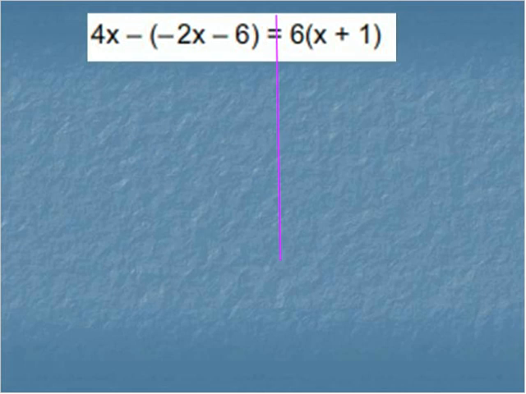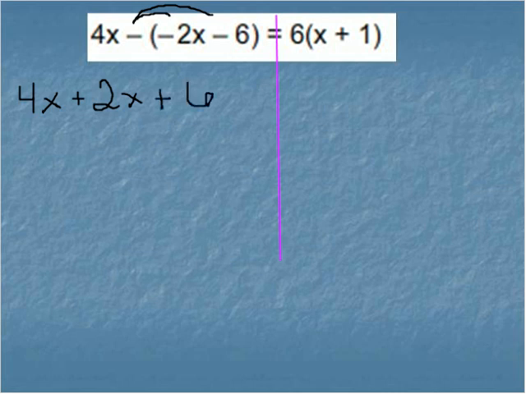I'm going to start on the left-hand side, and I'm going to distribute the minus sign here. When I distribute the minus sign, I get 4x. Negative times a negative is a positive 2x. And then a negative times a negative 6 is a positive 6 here. Right, and on the right-hand side, I'm simply going to distribute the 6. So I get 6 times x, which is 6x. 6 times 1, which is 6.